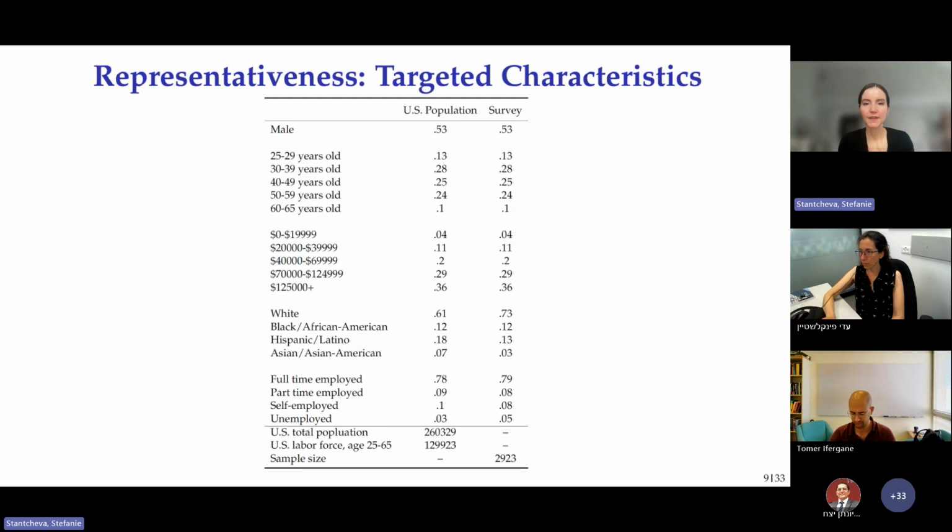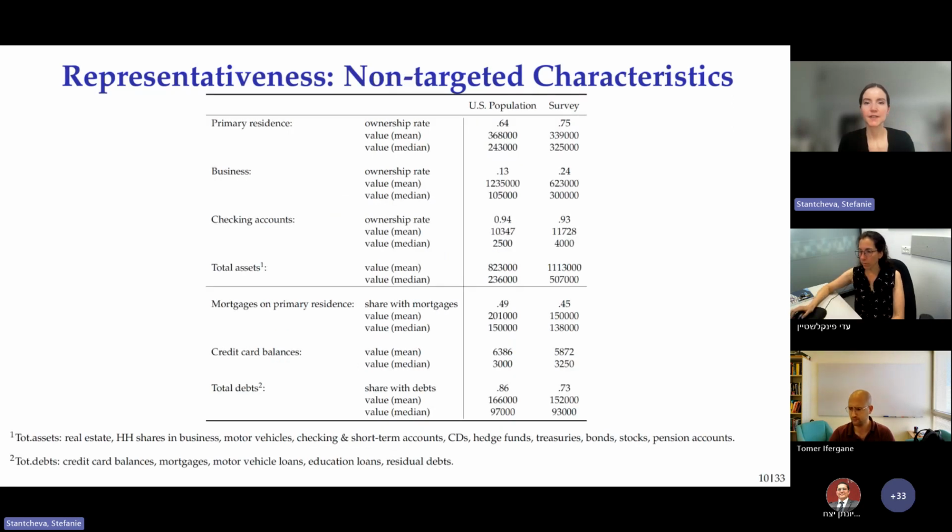And then one other thing that's interesting is in terms of the assets, which is something we ask in great detail about here. So we can see a lot of characteristics on the assets that also match pretty well. Again, you don't get the really, really rich people, but if you look at the median, for instance, you're very close to the medians in the data on many things like primary residence, checking account balances, credit card balances, etc.